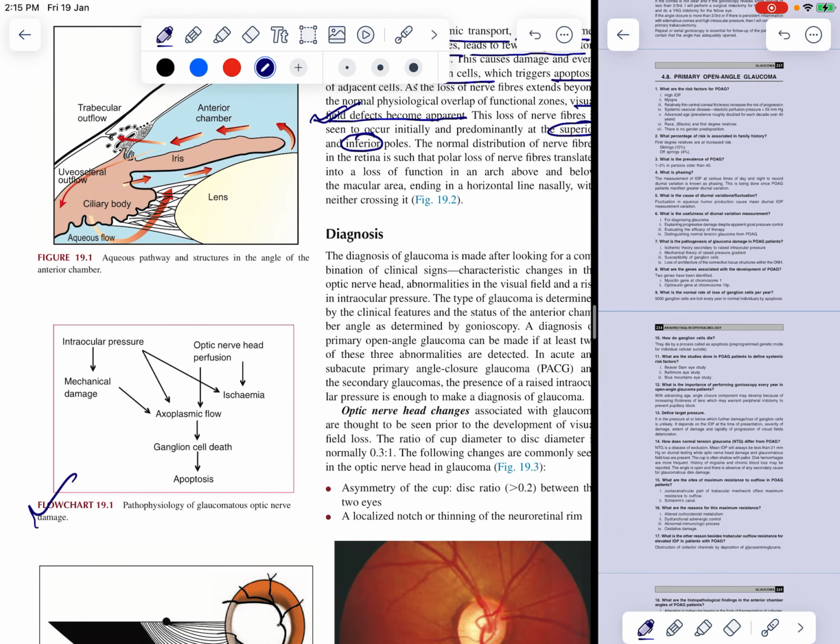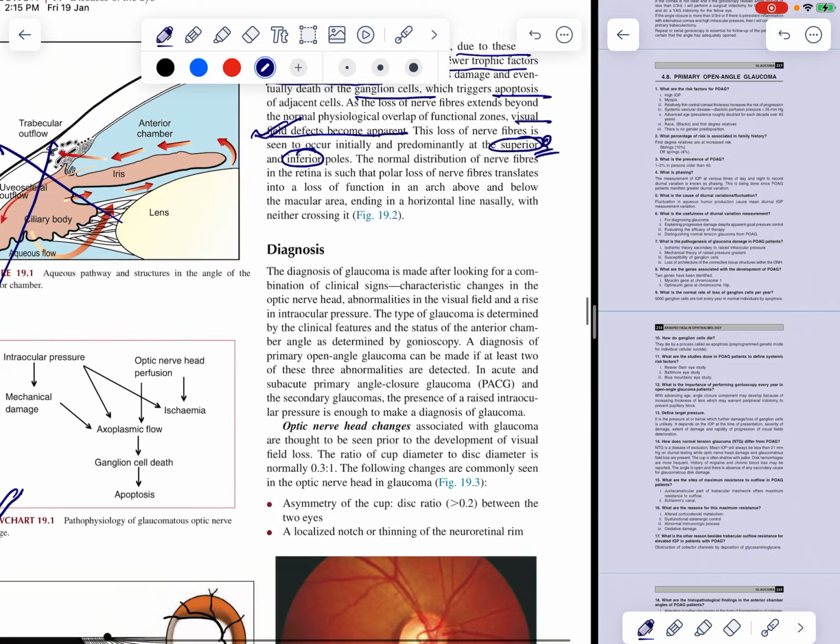These diagrams are meant for being drawn in exams. This cannot be drawn. I'll give you a simplified diagram.